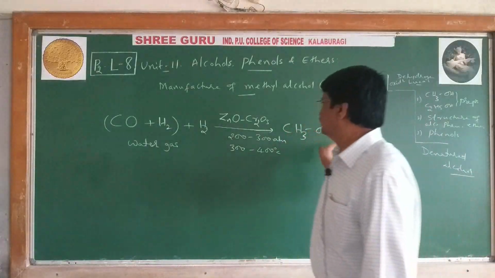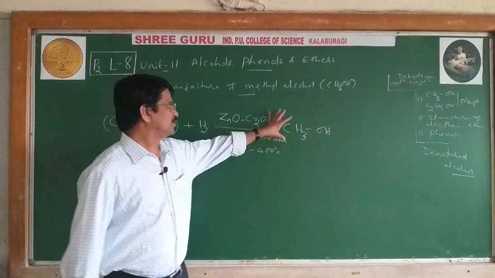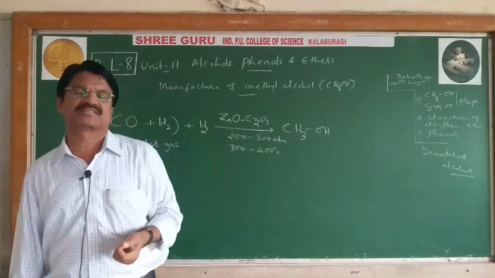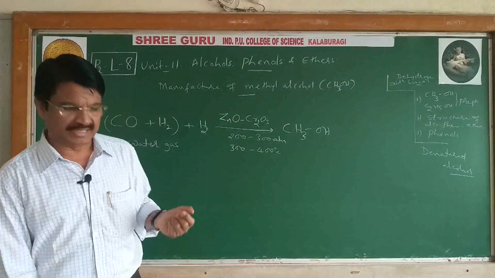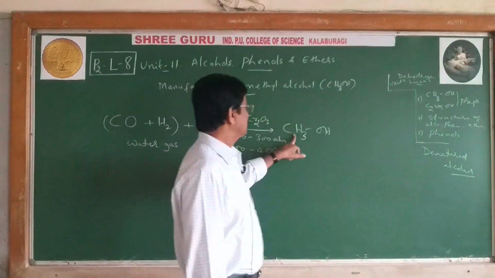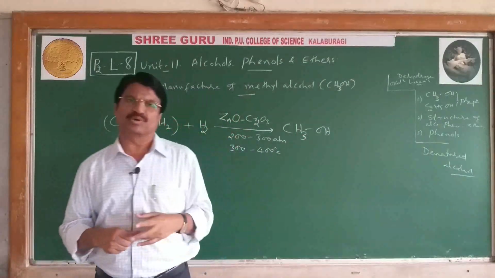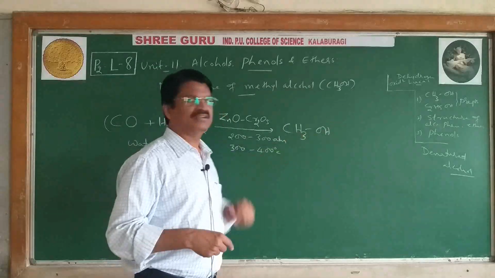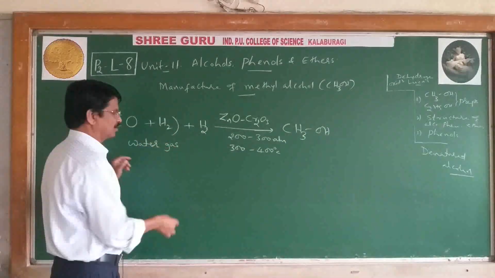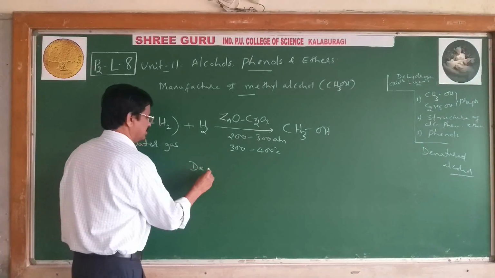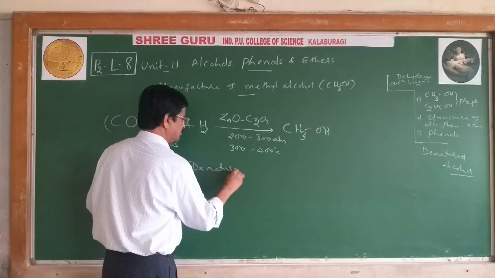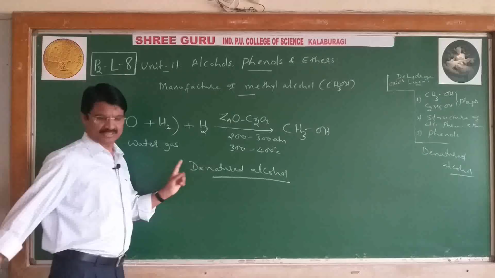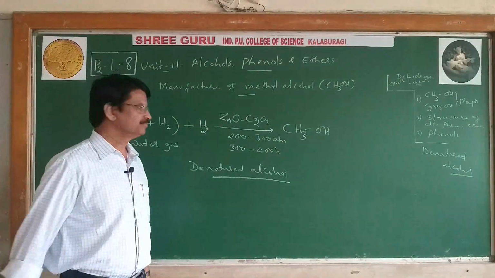Whatever methanol is formed on a large scale can be used in various industries like the oils industry, the fats industry, or even in the paints and varnishes industry as a solvent, and also to make denatured alcohol. This is also important, carrying 1 mark.